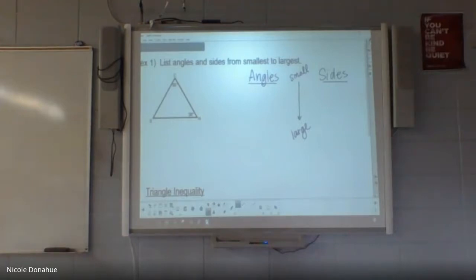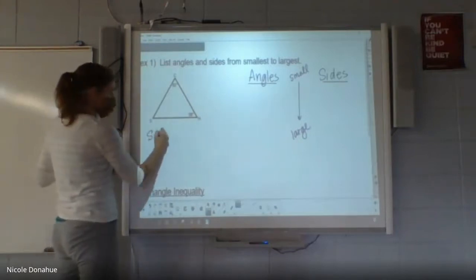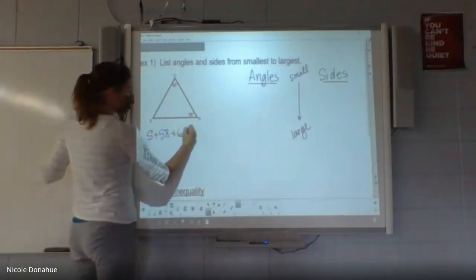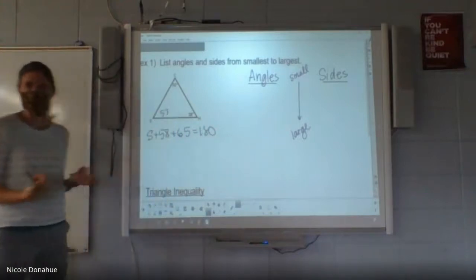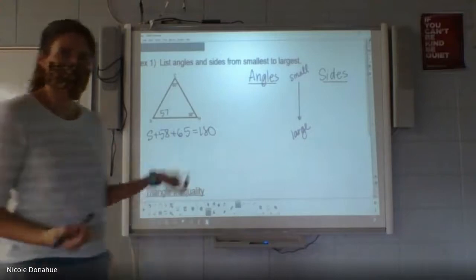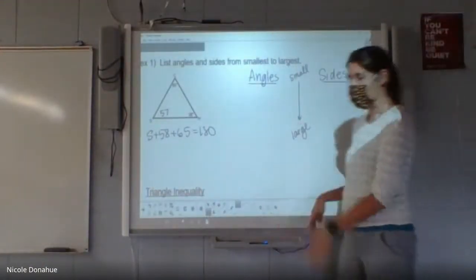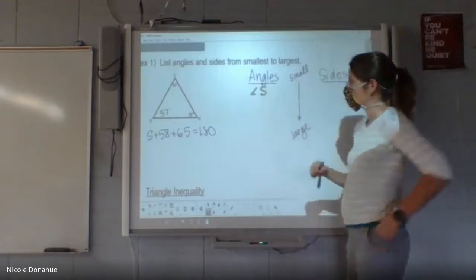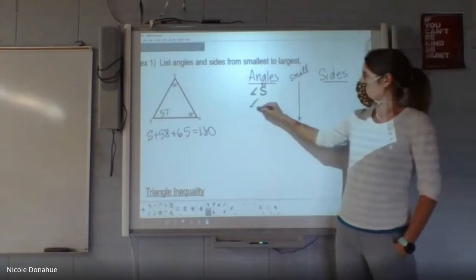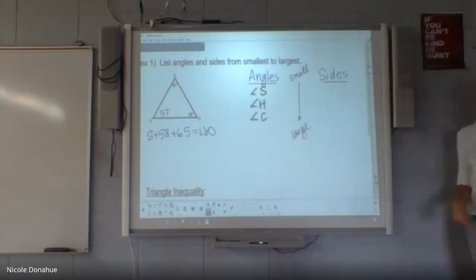57. You figured that out because they should add up to 180, right? So S plus 58 plus 65 should equal 180. So we find out angle S has to be 57 degrees. So angle S is actually the smallest, even though they kind of all look the same size. So we don't want to make any assumptions there. So angle S is the smallest, then hopefully H, and then C.